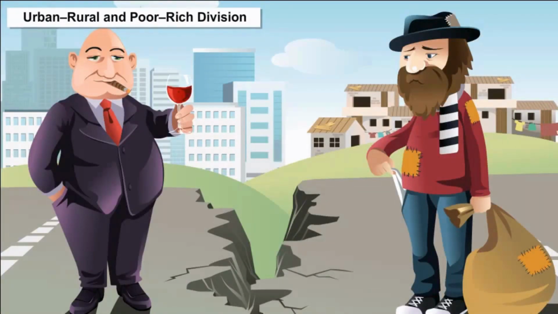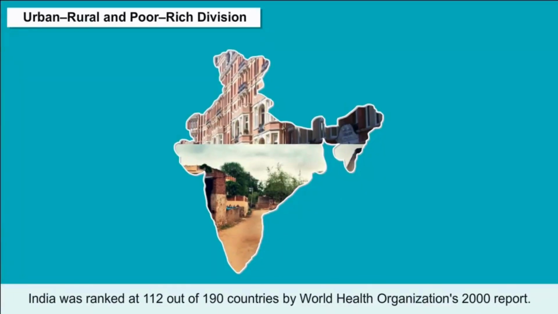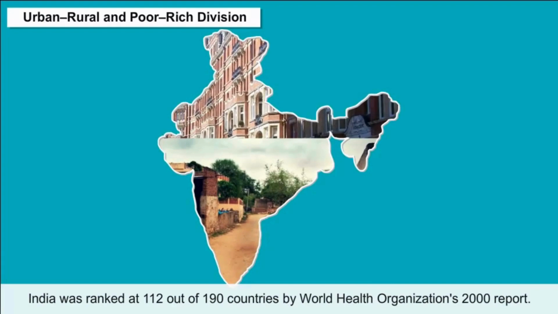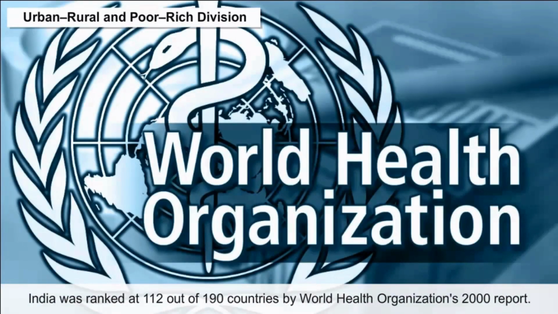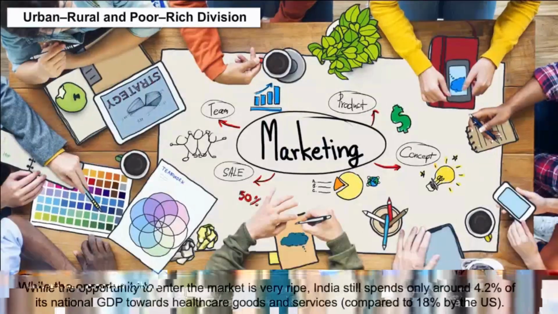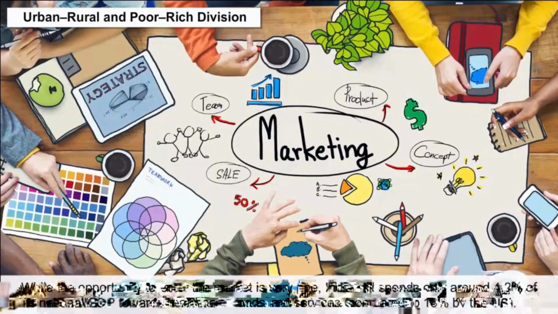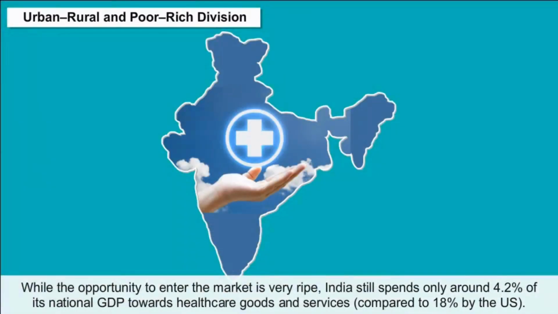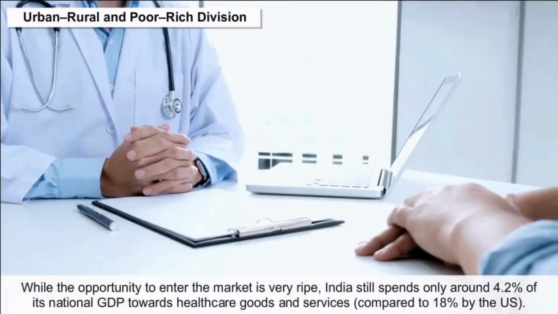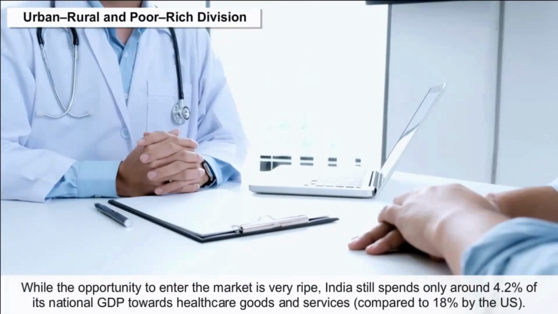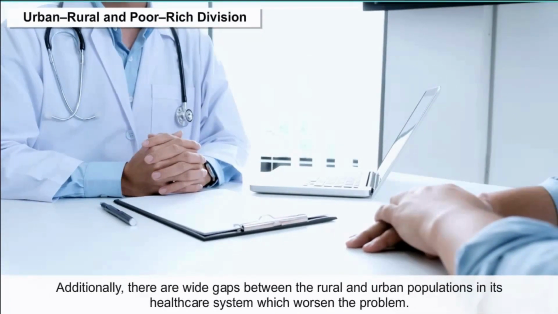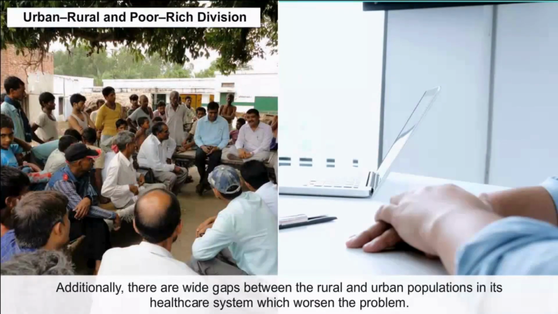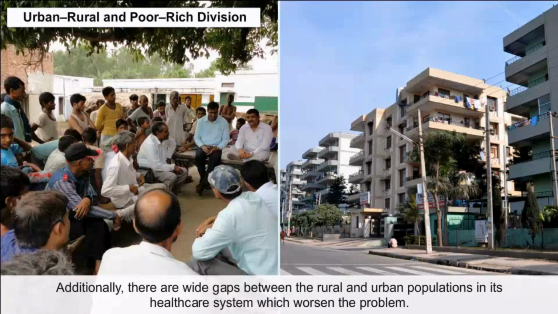Urban-rural and poor-rich division. India was ranked 112 out of 190 countries by the World Health Organization's 2000 report. While the opportunity to enter the market is very ripe, India still spends only around 4.2% of its national GDP towards healthcare goods and services, compared to 18% by the US. Additionally, there are wide gaps between the rural and urban populations in its healthcare system, which worsens the problem.